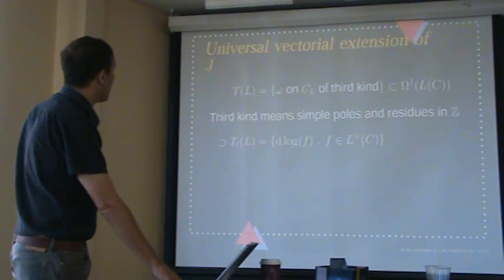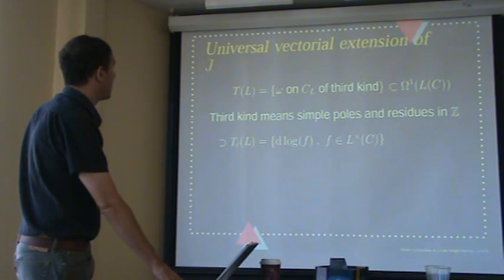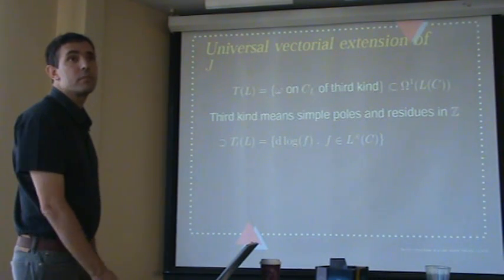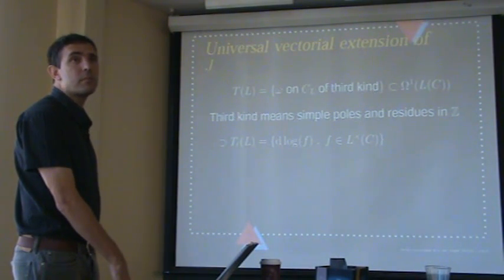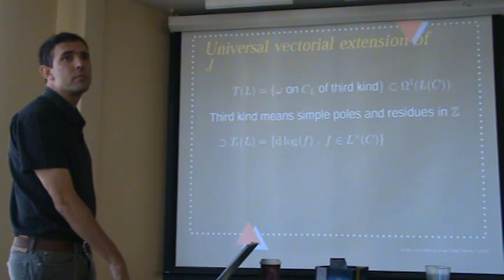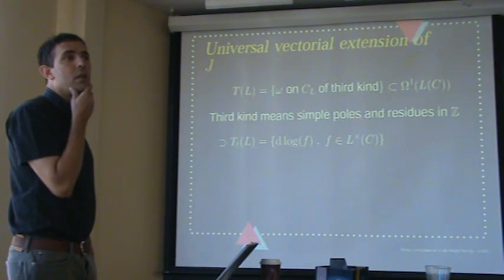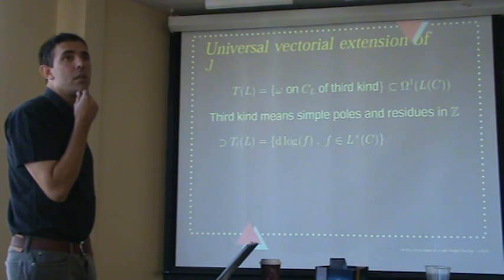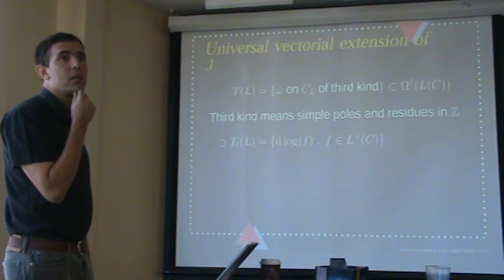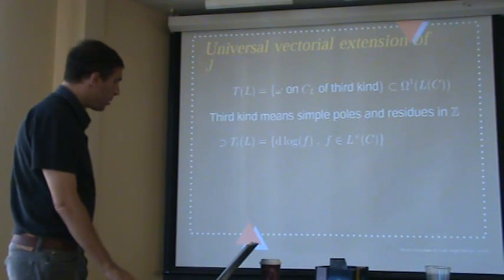So C_L is just C extended to L. And when you say all simple poles and residues in Z, are we assuming C is defined over a number field? Well, no, this is completely local. Residues are not the poles. Oh, I see. So it has simple poles, but the residues are integral, not the poles.